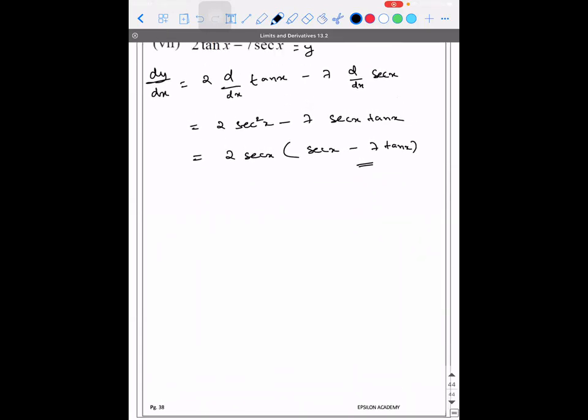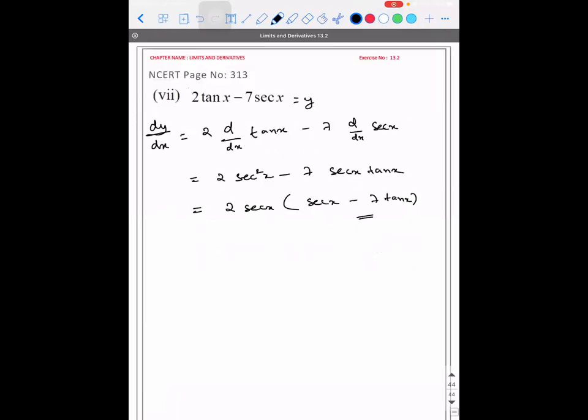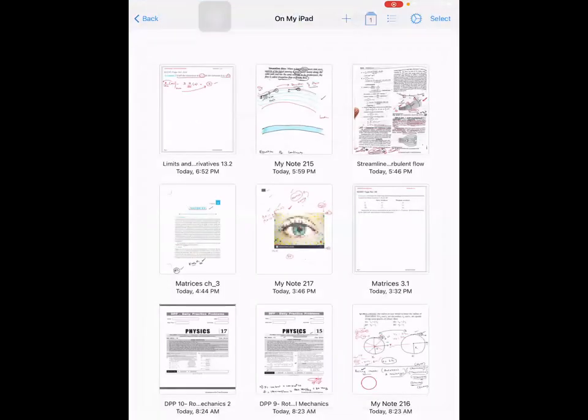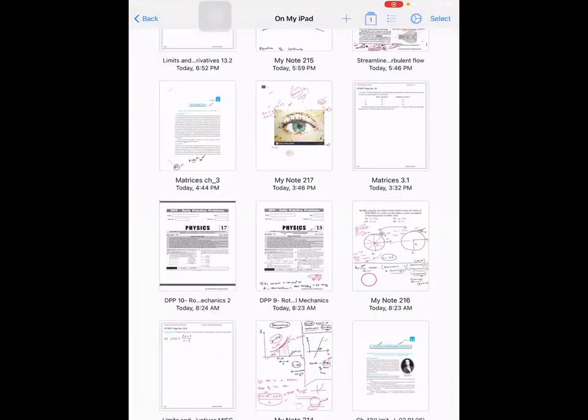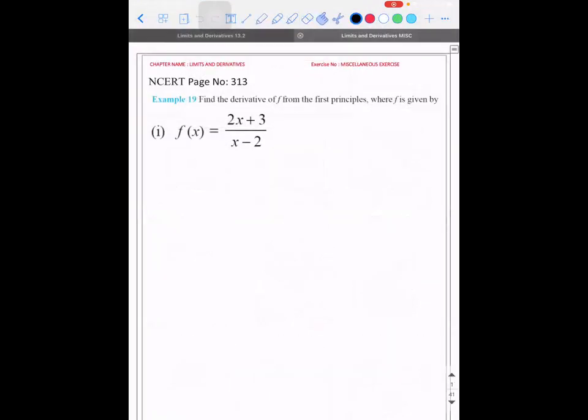We are done. So we are done with 13.2 also. Actually, this chapter is over, right? We need to work on the miscellaneous part alone. That will start. So there are 40 questions, right?